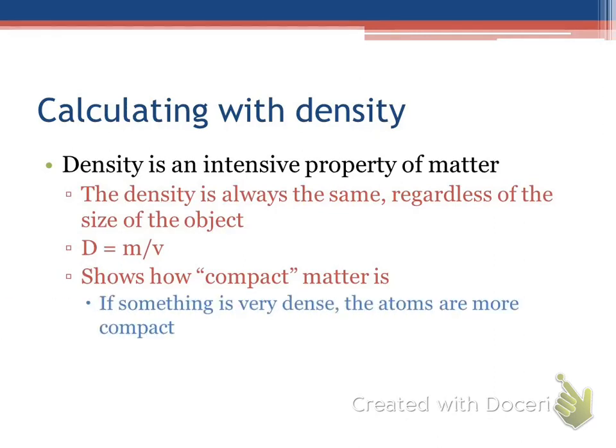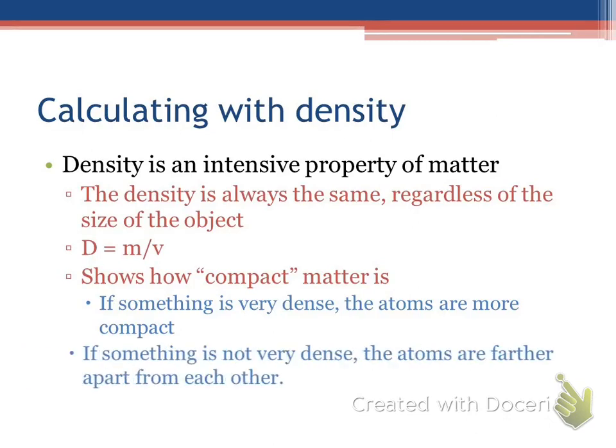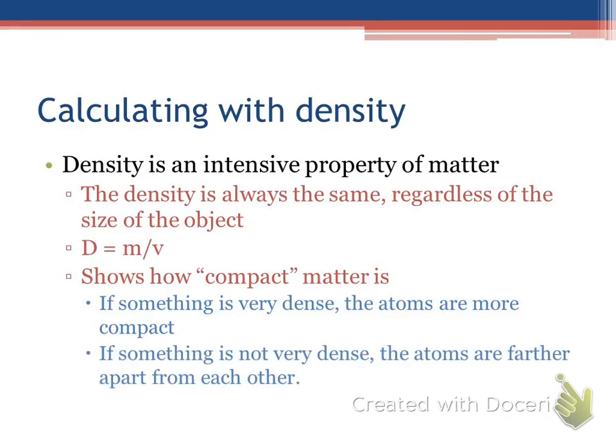Okay, so something is really dense, such as, what's an example of a really dense substance? Lead, rock, right? Usually we consider dense to be more dense than water, right? If it sinks, we would consider it dense. If it's light, floating on water or whatever, we would consider it not dense. Okay, so something dense, the atoms are more compact, they're closer together. If something's not very dense, the atoms are a little bit farther apart. Okay, so how compact things are.